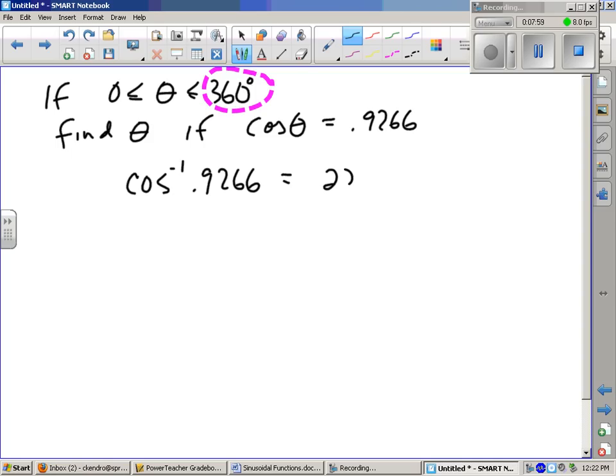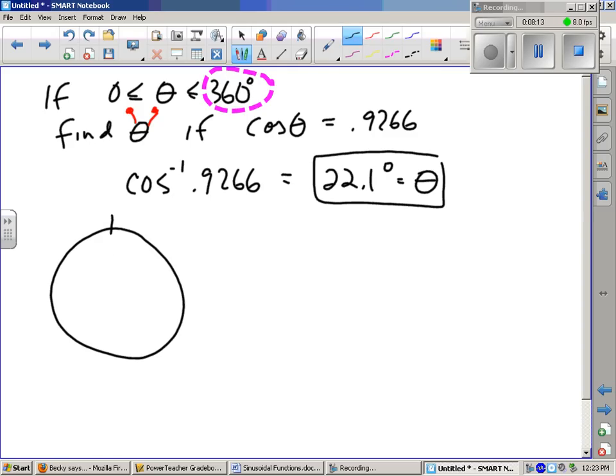I got 22.1 degrees for theta. Okay, so there's one answer, but remember, we're finding theta, which is an alien angle. So we need to find the other one. Now this is where you have to really pay attention. 22.1 degrees is about here. Cosine is positive in this direction.